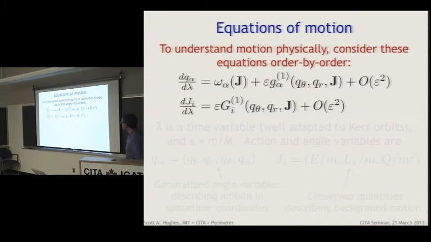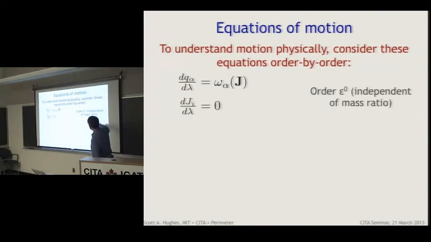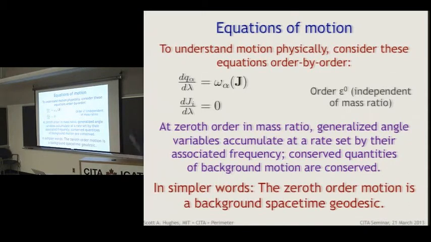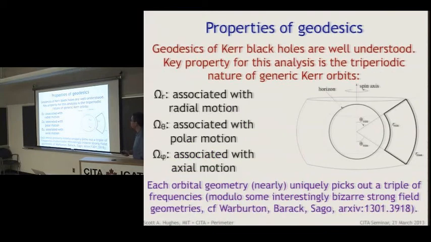Okay, so I want to take these equations of motion and look at them again just order by order. If I look at things independent of the mass ratio, what these equations tell me is that my conserved quantities are conserved. They don't change as I evolve with respect to my time parameter. And my angles all accumulate at a rate that's set by their associated frequency. This is just a restatement of the geodesic equation, saying that I have closed motion with all of my conserved quantities being conserved. I go through this in some detail because these are going to be useful for background of what I'm going to discuss here.